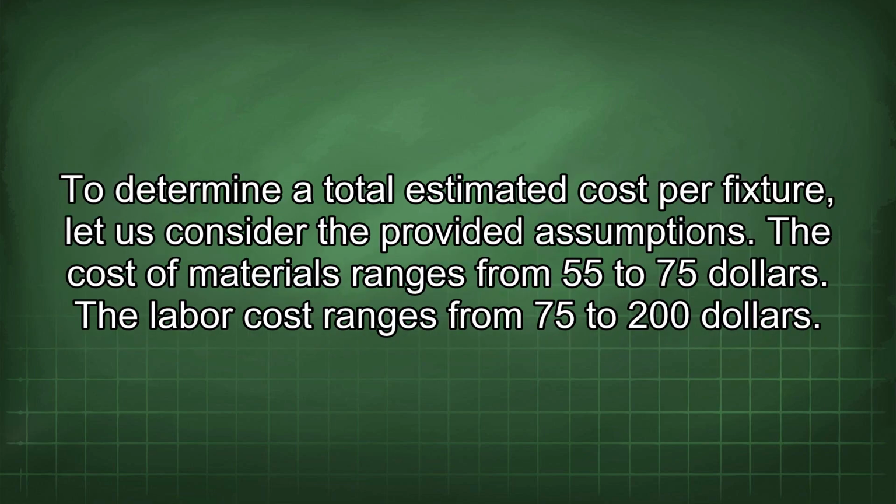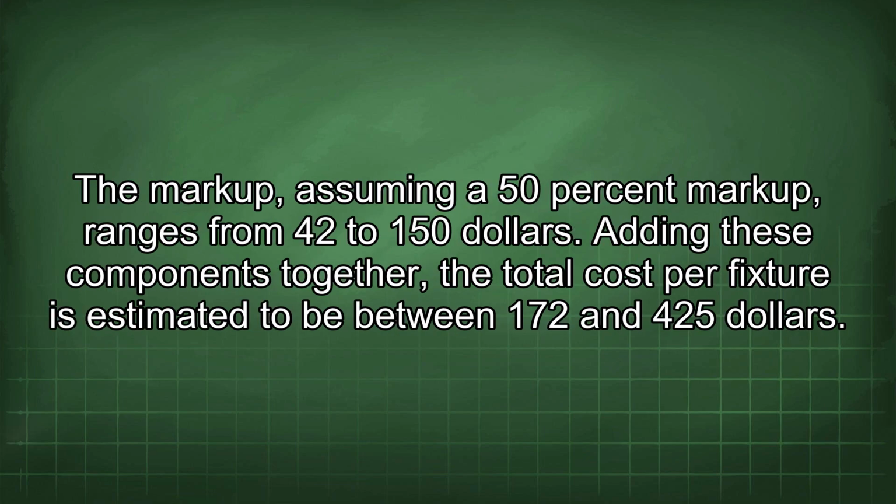To determine a total estimated cost per fixture, let us consider the provided assumptions. The cost of materials ranges from $55 to $75. The labor cost ranges from $75 to $200. The markup, assuming a 50% markup, ranges from $42 to $150. Adding these components together, the total cost per fixture is estimated to be between $172 and $425.